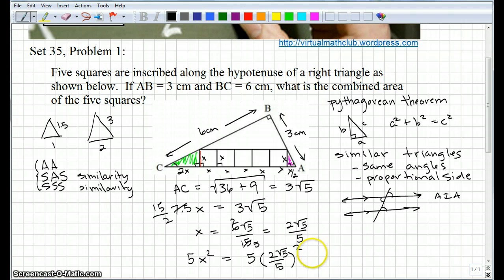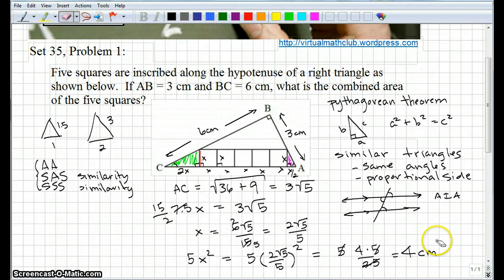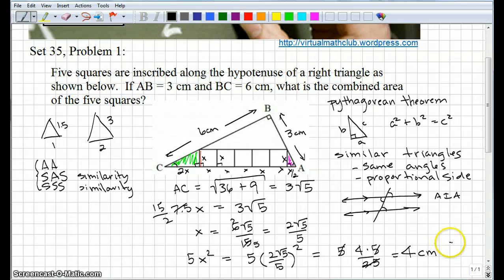So let's work that out. So 5 times, if we square inside of here, we get 4 times 5 all over 25. Okay. And then you have 5 times 5 up here, and that'll cancel with the 25. So you end up with 5x squared is 4. And our units are centimeters, so that's square centimeters. Whoops, not cubic centimeters. What am I doing? Square centimeters. Alright, so that is our answer.